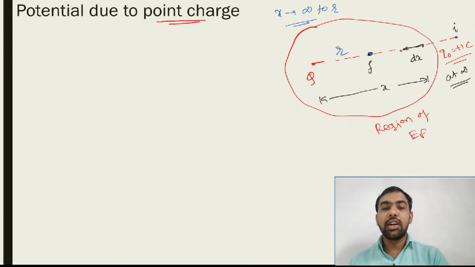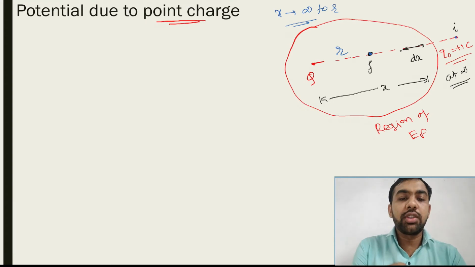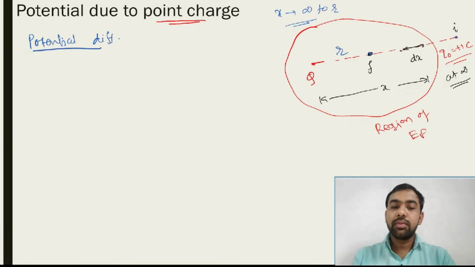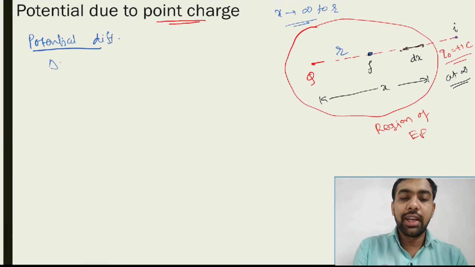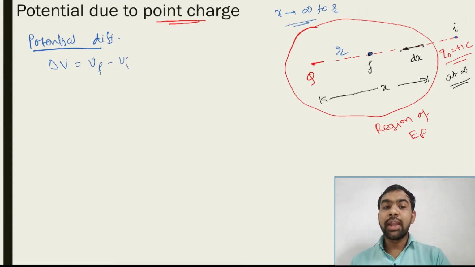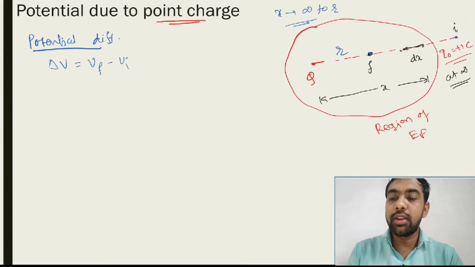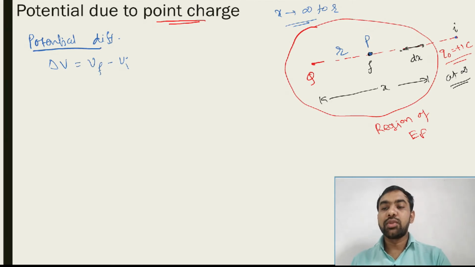So how do we find the potential due to a charge? Potential difference, delta V, is equal to V final minus V initial. Let's consider this final point is P. Final point is what? P.